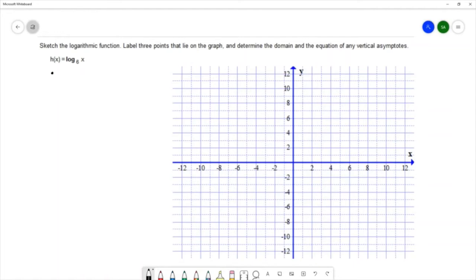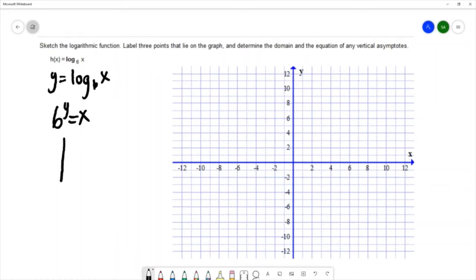And I'm going to rewrite this logarithmic equation as y equals log base 6 of x. And I'm also going to rewrite this equation as an exponential equation. It's much easier to find the ordered pairs when they're written in exponential form versus logarithmic form. So to write this as an exponential, we would write it as 6 to the y equals x. This is using the definition of a logarithm.